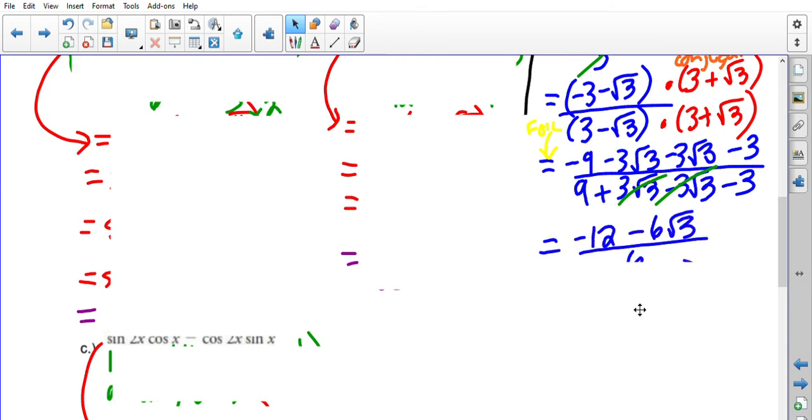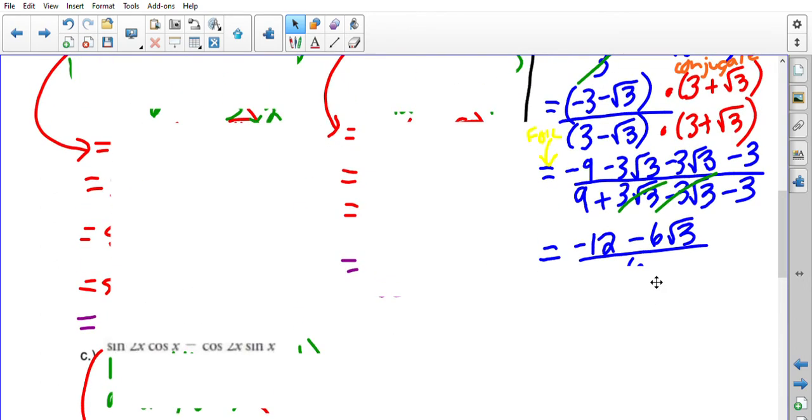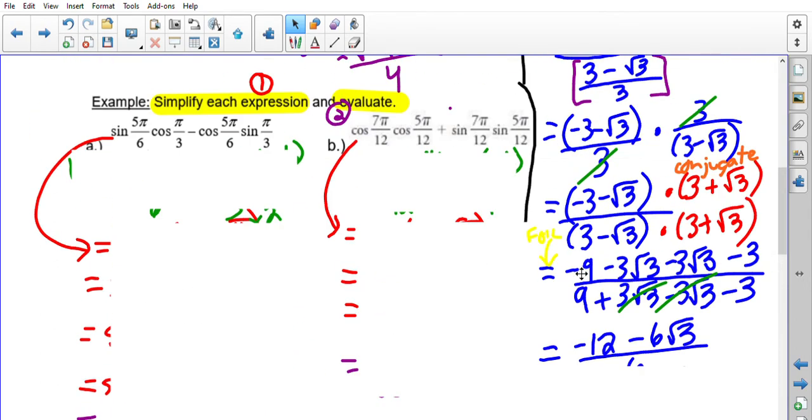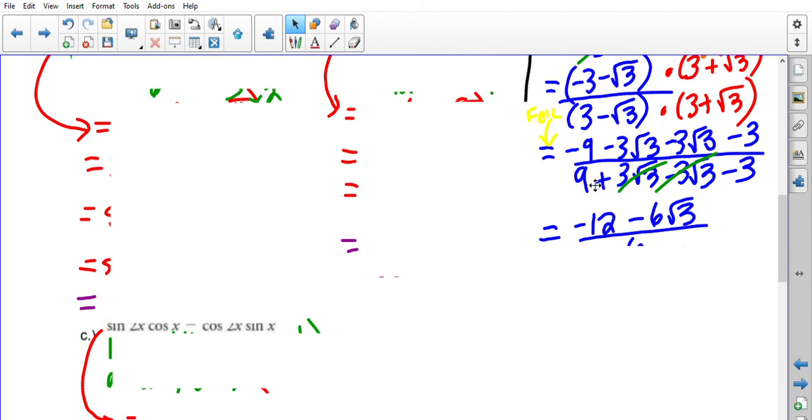All right, so let's finish here. So if I collect like terms in the numerator, I get negative 9 minus 3, so negative 12, and then negative 3 root 3 minus 3 root 3. That's, if I collect like terms, that's negative 6 root 3. The denominator reduces to 9 minus 3, so that's 6.